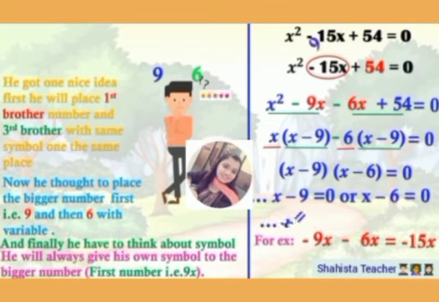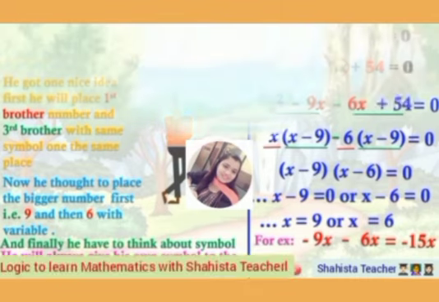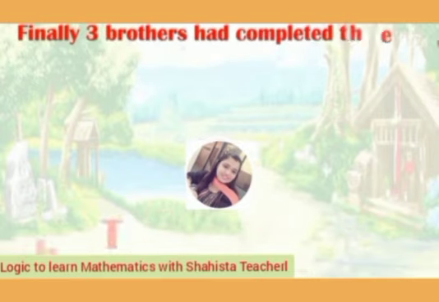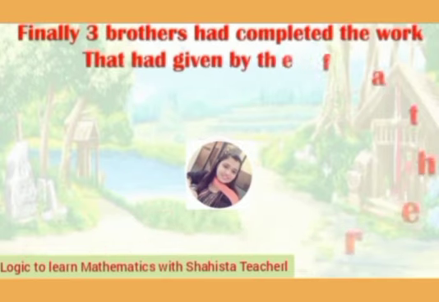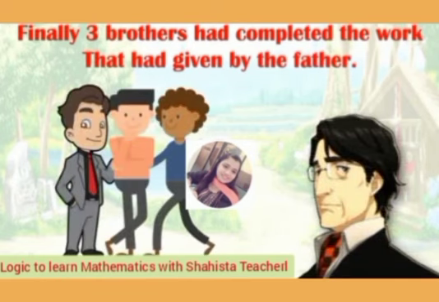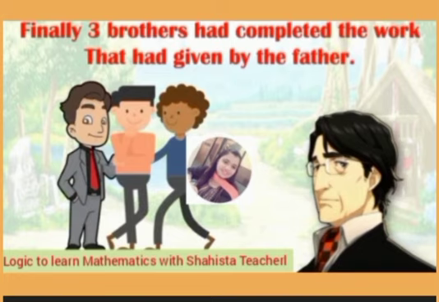Now x minus 9 is equal to 0; if minus 9 shifts to the right hand side, it becomes plus 9, so x is equal to 9 or x is equal to 6. In this way we finish these sums. Now finally the third brother has completed the work that was given by the father. Yay! Now they have solved their root, and now we are going to solve practice set 6.1 on the basis of this small story. Okay, so let's solve practice set 6.1.